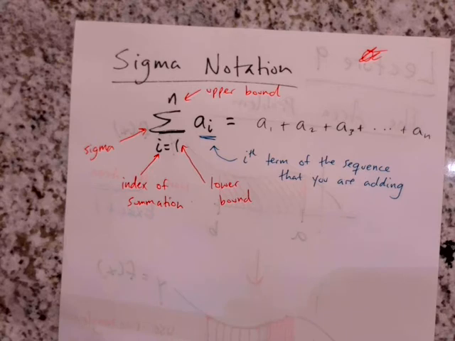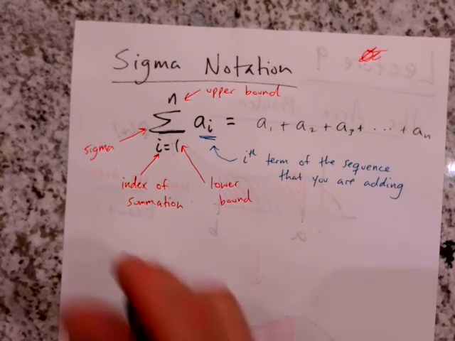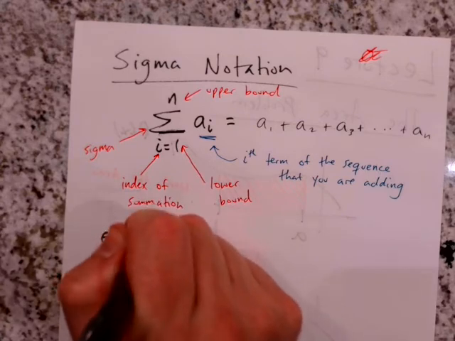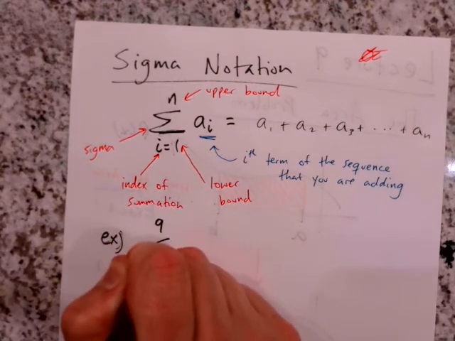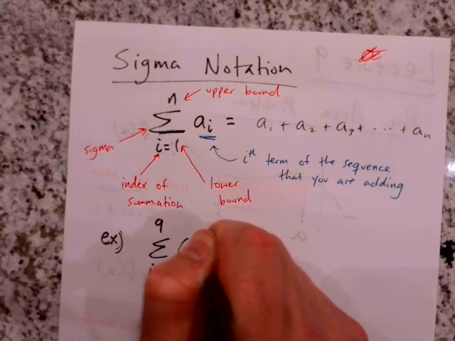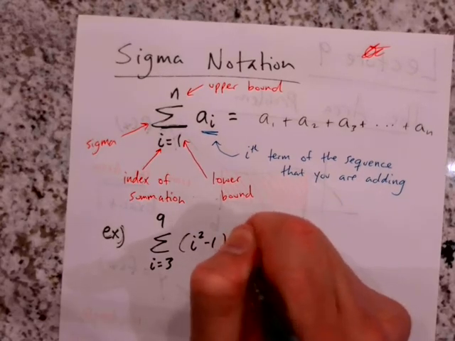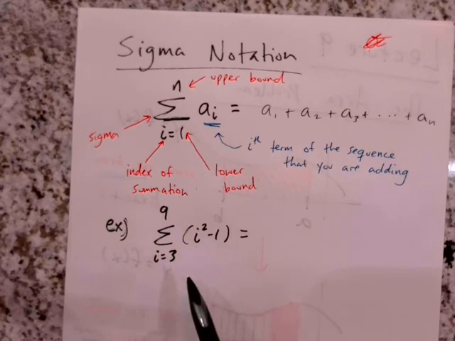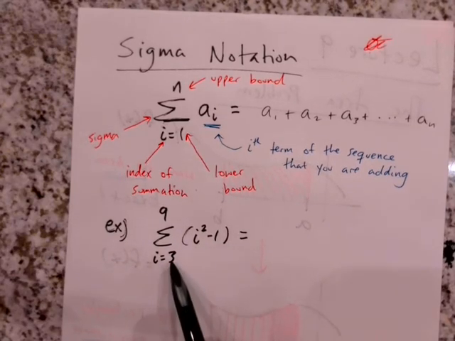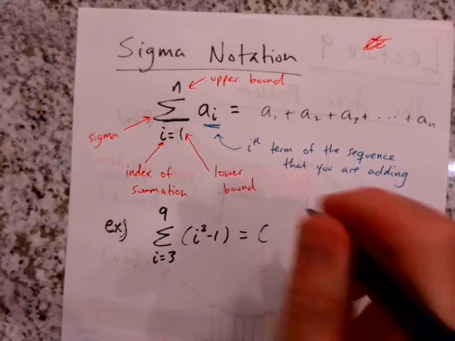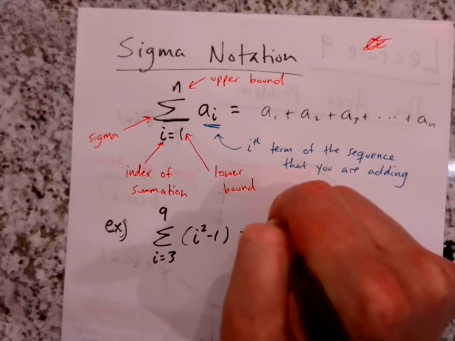For example, let's do a sum. Let's do the sum from 3 to 9 of I squared minus 1. So this is the formula of the sequence whose sum we're trying to find. We start by plugging this in for I. We finish by plugging that in for I. So first you plug in 3, which gives you 3 squared minus 1.